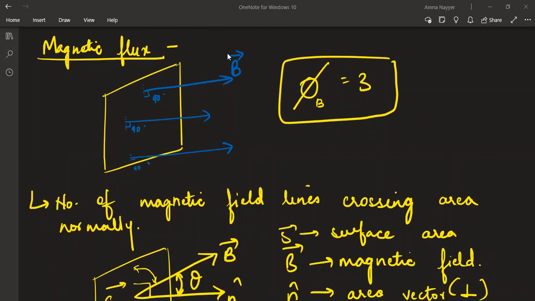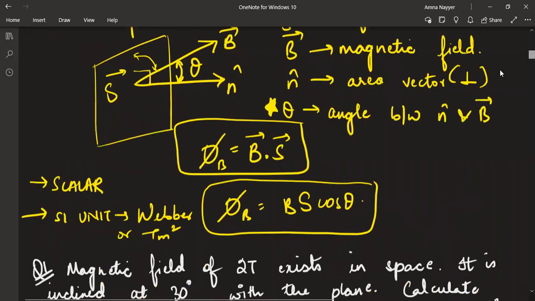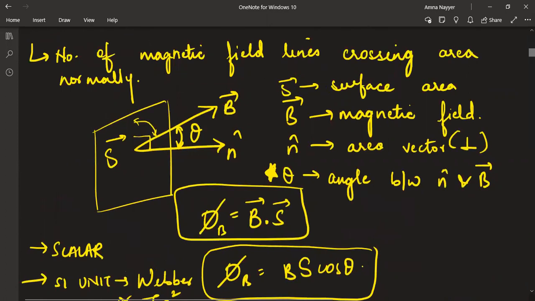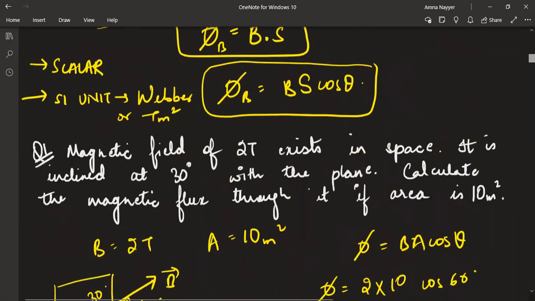Now, magnetic flux means the number of magnetic field lines that are crossing an area perpendicularly. All right, the number of magnetic field lines that are crossing the area normally. So if you see there are three magnetic field lines, you can directly say the magnetic flux is three. But see class, every time counting the magnetic lines is very difficult, right? So we have to have a proper mathematical formula for the same. The formula for magnetic flux is the dot product of magnetic field and the surface area. So this is also a very easy topic, very similar to electric flux.